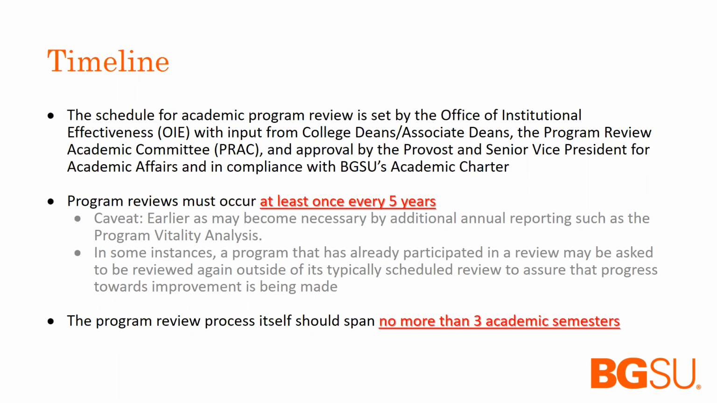Program reviews must occur at least once every 5 years or earlier as may become necessary or as dictated by annual reporting such as the Program Vitality Analysis or PVA. In some instances, a program that has already participated in a review may be asked to be reviewed again outside of its typically scheduled review to assure that progress towards improvement is being made. The program review process itself should span no more than 3 academic semesters.